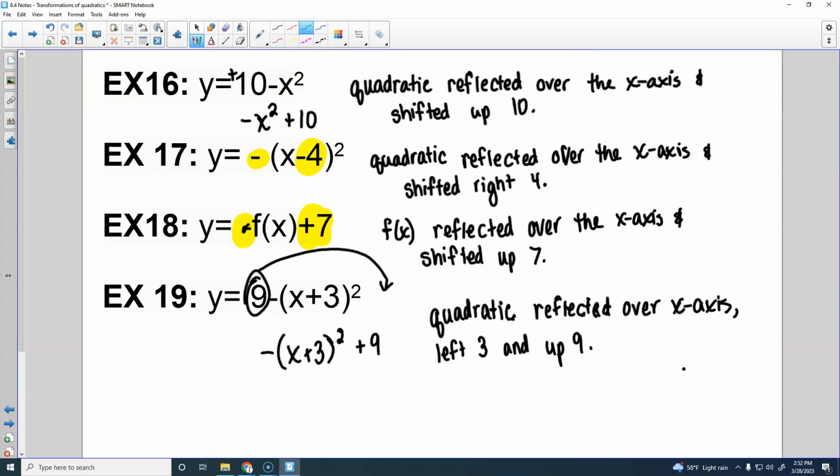Okay, questions? So basically we got 3 things that can happen. All 3 of them happened in this particular equation, right? Negatives are going to flip stuff over the x-axis. Adding or subtracting on the inside of the equation is going to move our graph left or right. And then adding or subtracting at the end of the equation moves it up or down. Okay? And there are other transformations, but that's all we have to worry about in this class.